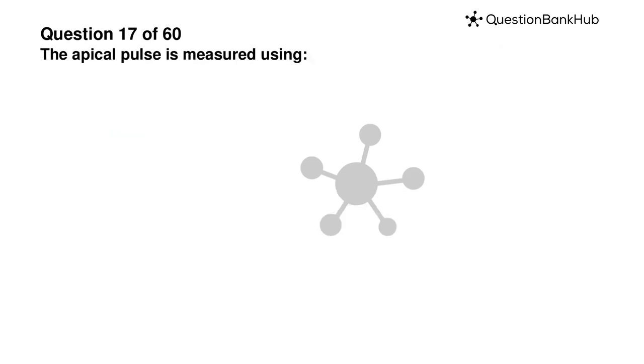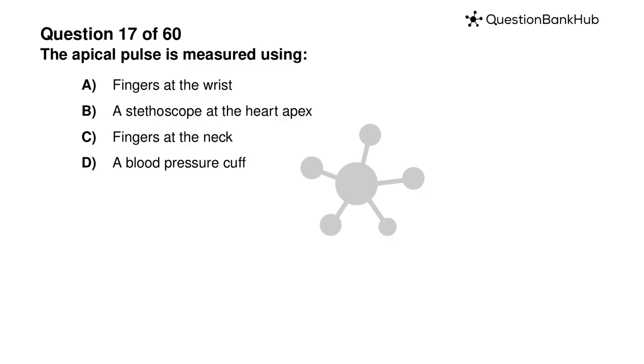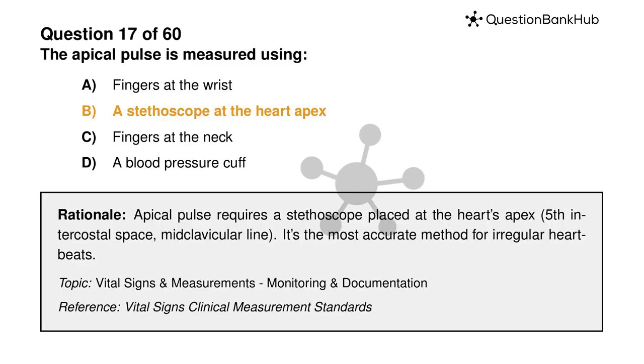Question 17. The apical pulse is measured using A. Fingers at the wrist. B. A stethoscope at the heart apex. C. Fingers at the neck. D. A blood pressure cuff. The correct answer is B. A stethoscope at the heart apex. Apical pulse requires a stethoscope placed at the heart's apex, fifth intercostal space, midclavicular line. It's the most accurate method for irregular heartbeats.